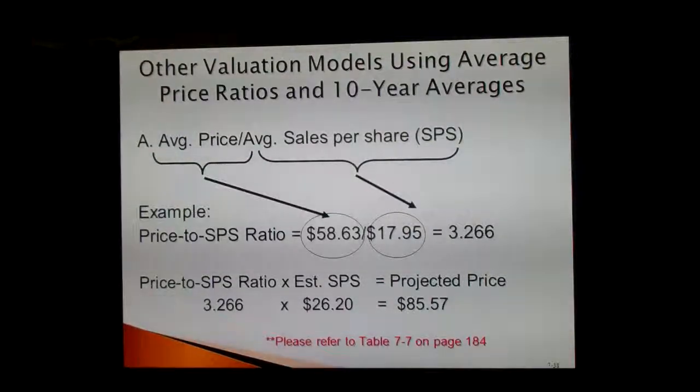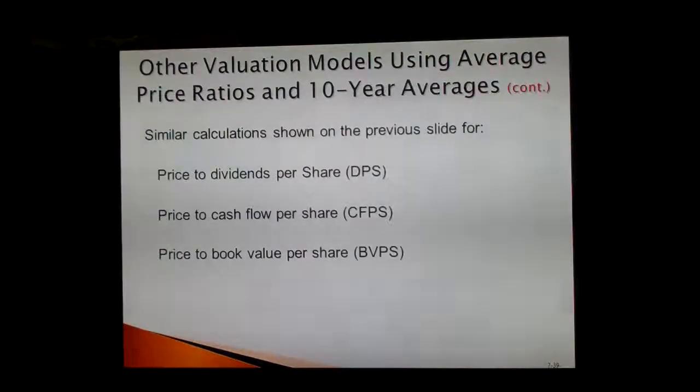Okay. Price to sales ratio is another one. Price to sales ratio can be looked at as a little bit less able to be manipulated, because it's the price of the stock over the sales. It's more difficult to manipulate the sales, right? 58.63 over 17.95. We have the price to sales ratio, and then estimated sales per share, right? And then that gives us our projected price for the next period. Okay. Other valuation models using average price ratios and 10-year averages: price to dividends per share, price to cash flow per share, price to book value per share. These are all used and analyzed the same.